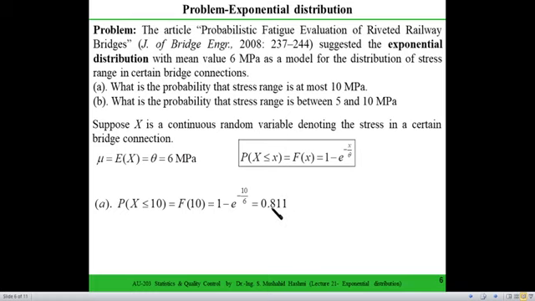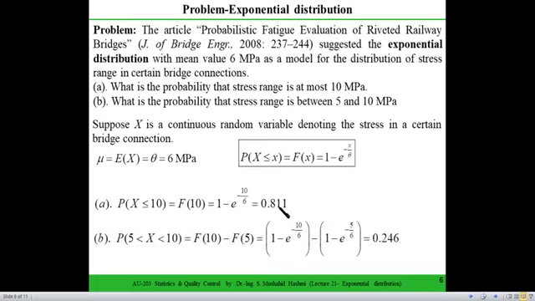We can calculate the corresponding probability. Let's say in the second part, what is the probability? The stress range is in the limit from 5 to 10 megapascals. Its average value is 6, and they are interested in a value from 5 to 10. So we need to integrate actually between 10 and 5 for that CDF value.